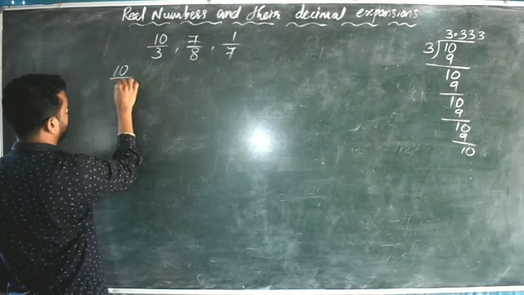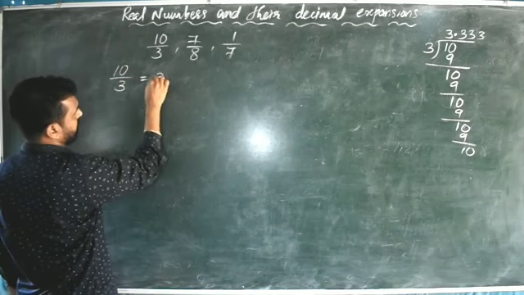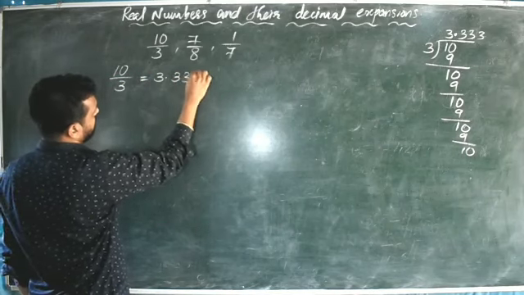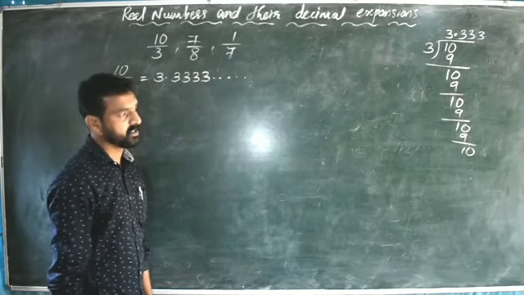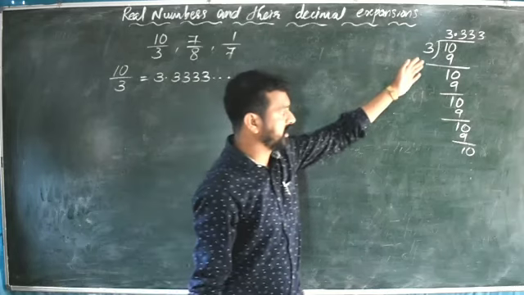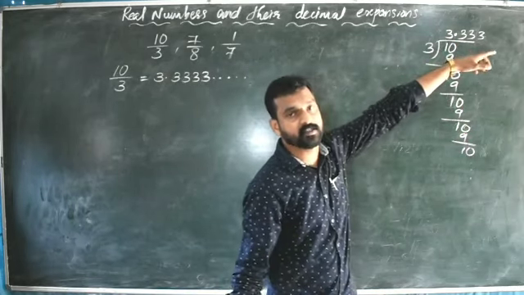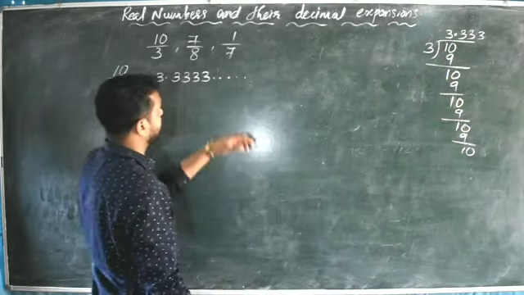10 divided by 3 is equal to 3.3333, etc. The division process is not going to end. It will continue here, that is 33333, etc. It will go on. Let's check the next one.